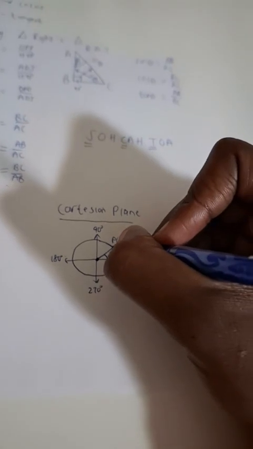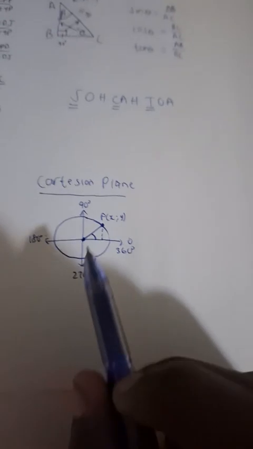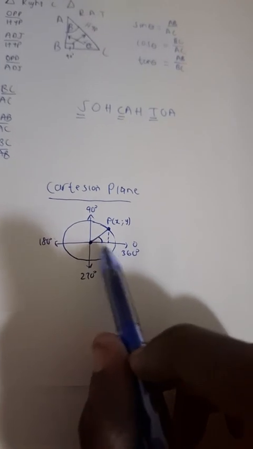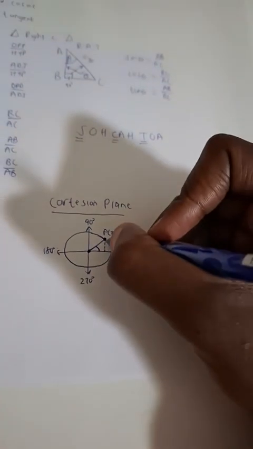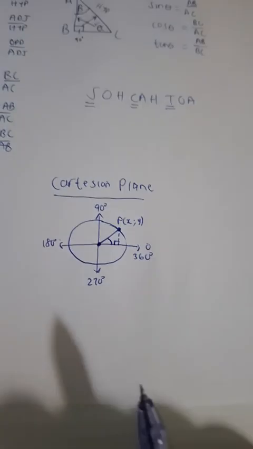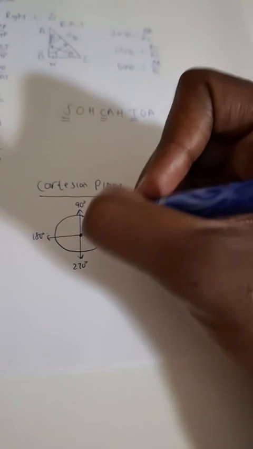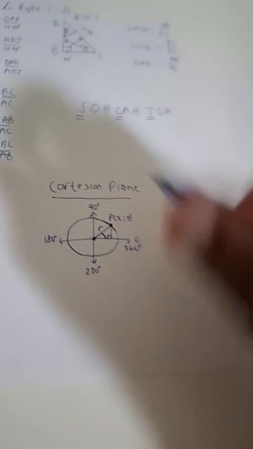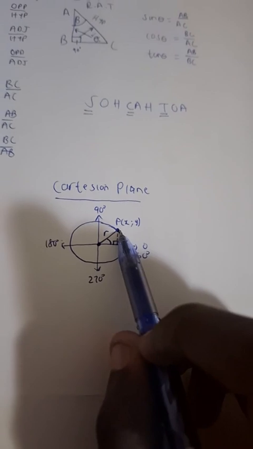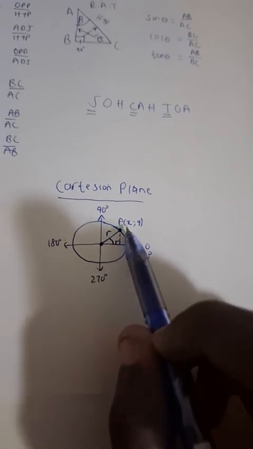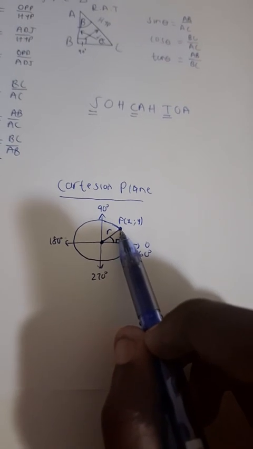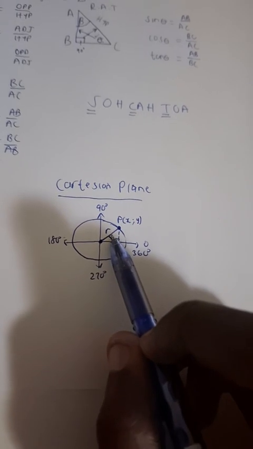If we were to then complete the shape, we would have formed in this terminal arm a right-angled triangle. Since this is a unit circle, from the center to the circumference of the circle, we call this a what? A radius. The distance from the center to the circumference of the circle. So we refer to this as a radius.